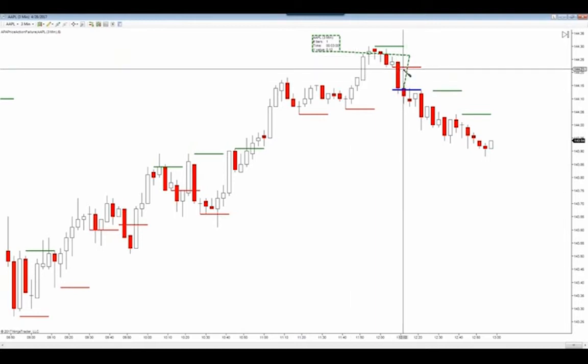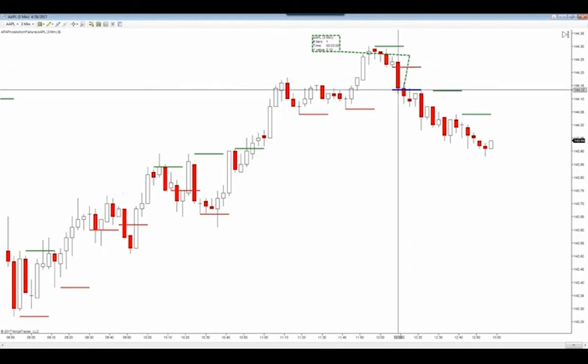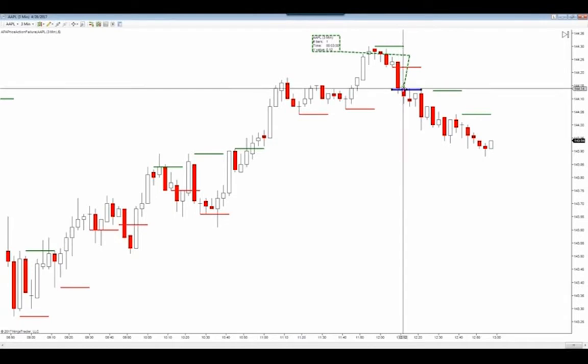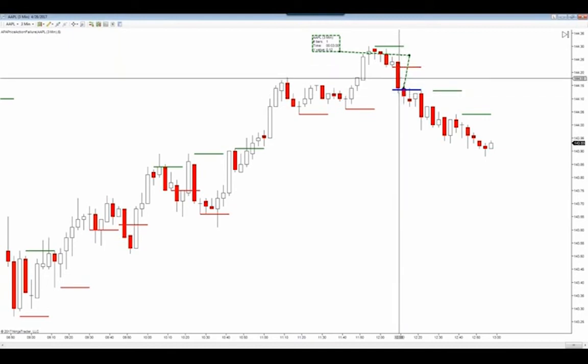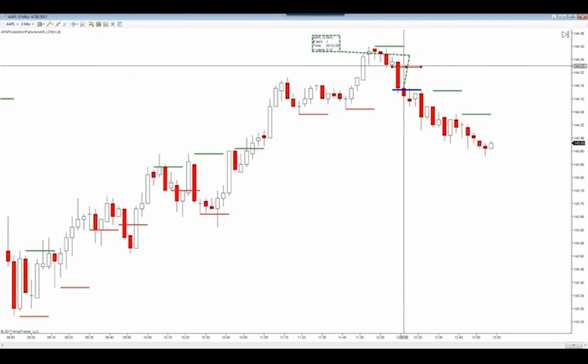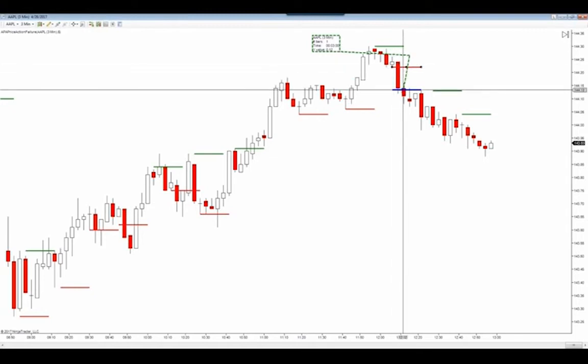So here's the line in the sand. There's the red line in the sand right now. Price closed below it on this red candle here. So I'd put my entry on this red bar right after price closed below the red line in the sand. The entry would be on this candle here.